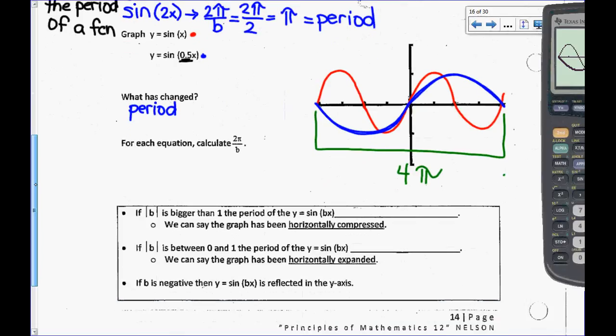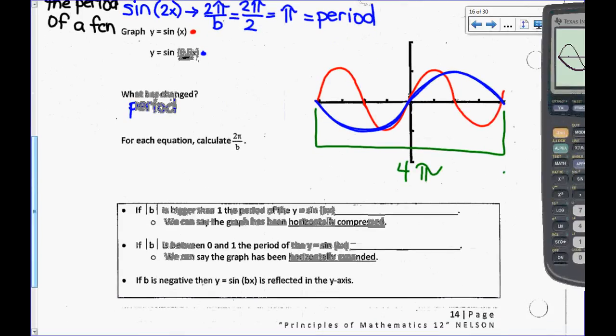So for each equation, we're going to calculate, what does this formula give us again? The period, right. So for our y equals sine x function, we have 2 pi over b, and b is how many complete periods there are in the distance of 2 pi? Well, in this case, there is one complete, right?